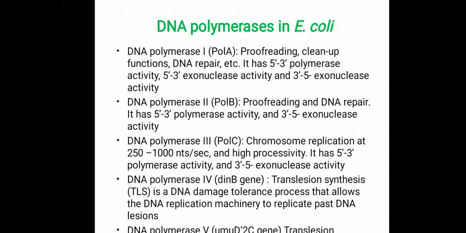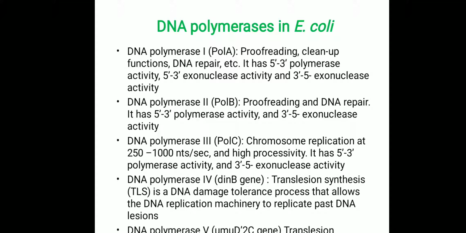Another enzyme, DNA polymerase 2, is translated from Pol B gene. This is also involved in proofreading and DNA repairing mechanism. It has 5' to 3' polymerase activity and 3' to 5' exonuclease activity. Here note that DNA polymerase 1 has 5' to 3' exonuclease activity. So that is a speciality. The remaining polymerases don't have that specific function.